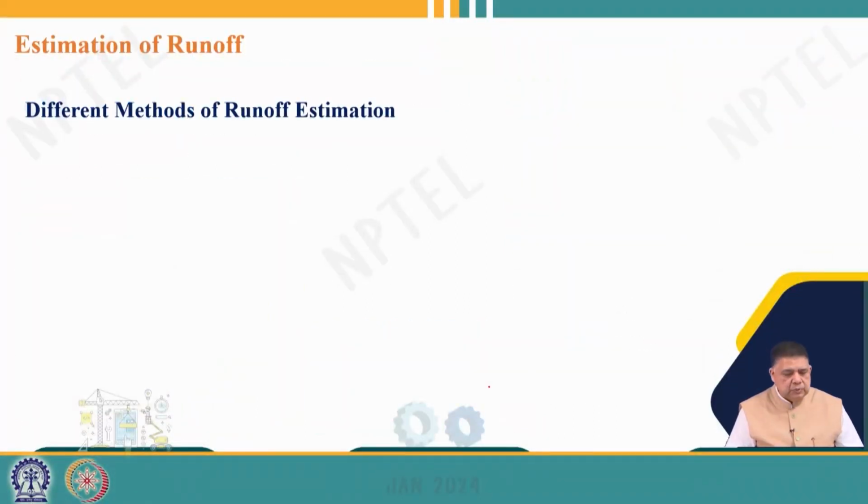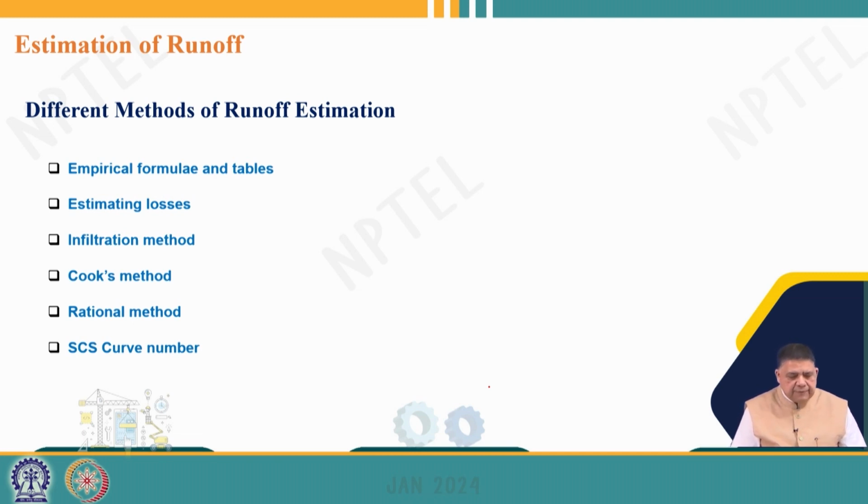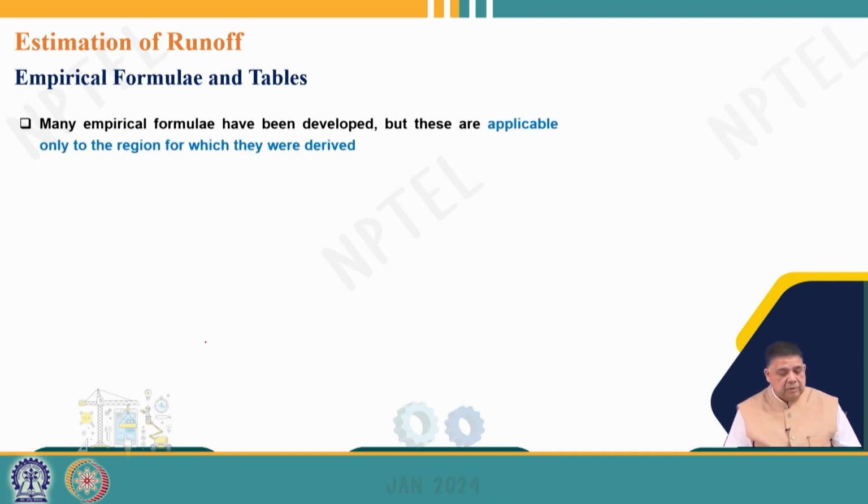Now, we come to estimation of runoff, and there are different methods of runoff estimation. For example, there are some empirical formulae and tables. There are methods based on estimating losses. There are methods based on finding out infiltration or average infiltration. Then there are three standard methods: Cook's method, rational method, and SCS curve number method. In today's and coming lectures, we will see all these methods one by one.